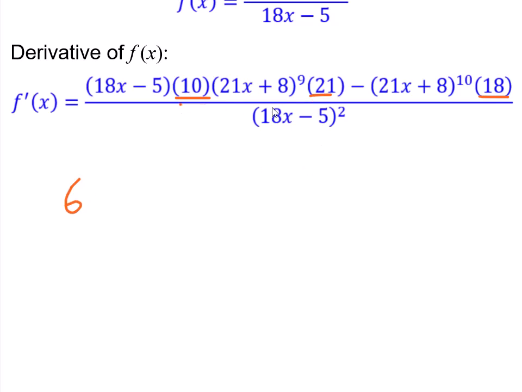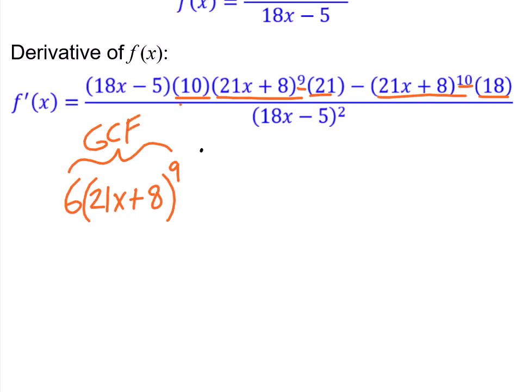All right, what else do we have in our greatest common factor? Well, they both have this binomial 21x plus 8. One of them is raised to the 9th power, the other is raised to the 10th power. So let's say the greatest common factor is 6 times 21x plus 8 to the 9th power. That is our greatest common factor, GCF.